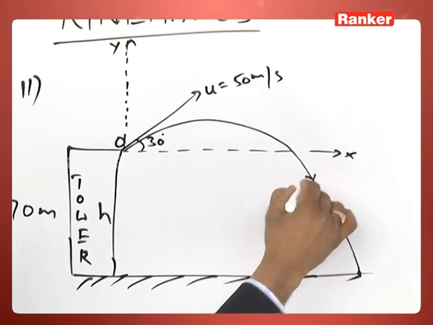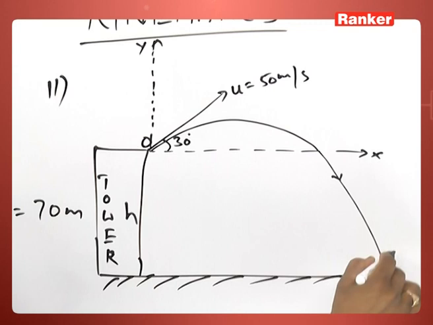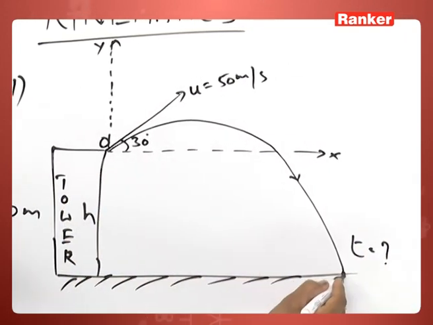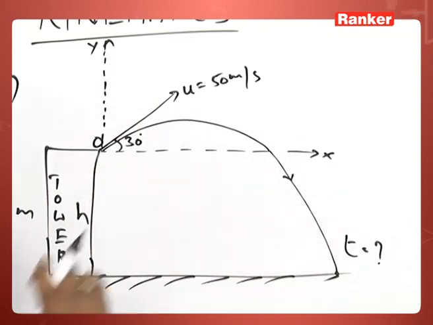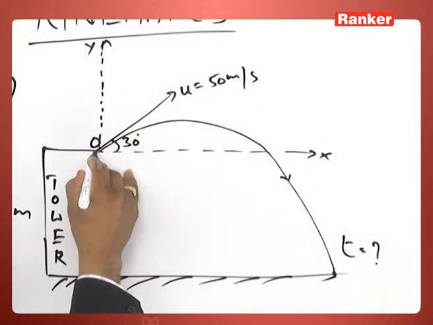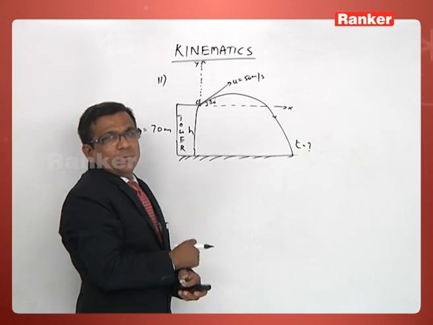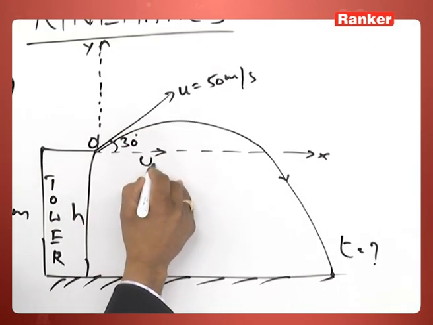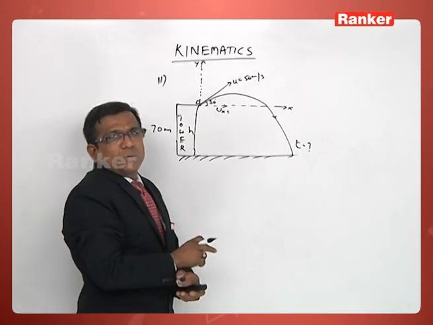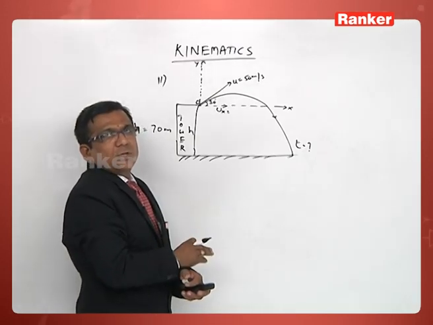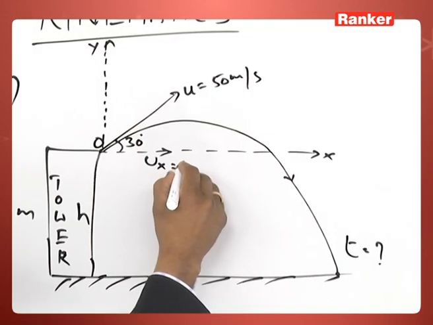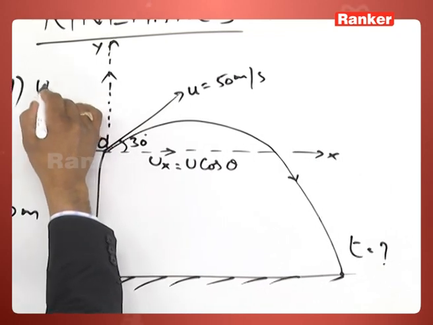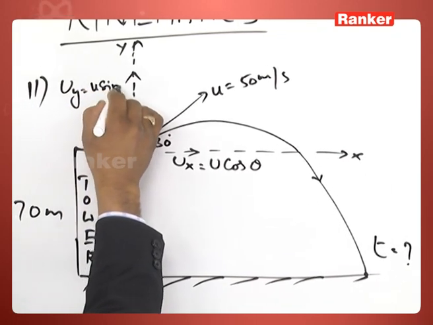Now we want to calculate the total time taken to strike the ground. So it was projected from the top of the tower and it is striking the ground. These two are different points, and this point is below the point of projection, that you have to remember. Then how do you solve? Here you resolve this velocity into two components. Whenever a two-dimensional problem is given, immediately you have to resolve the velocity into two components. ux is u cos theta, and uy is u sin theta.